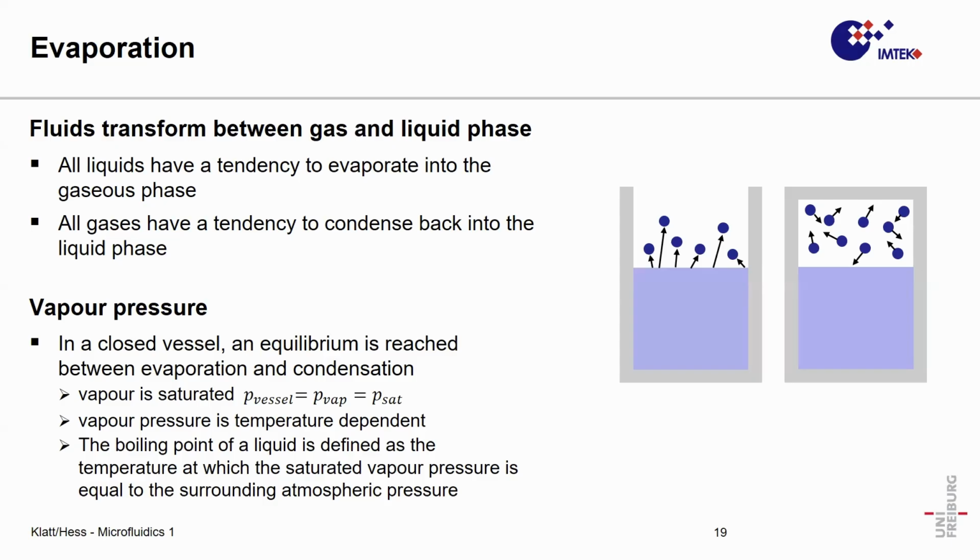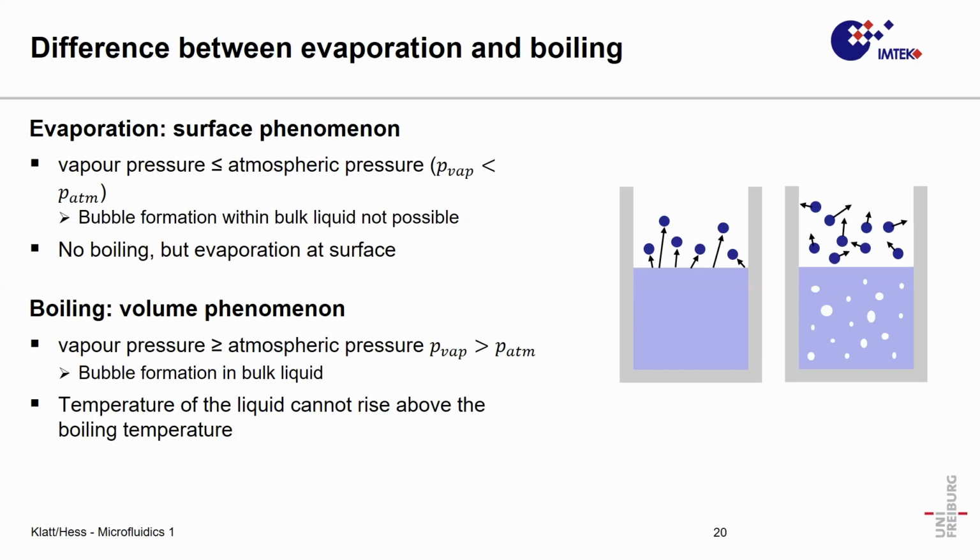And this vapor pressure that is now in this vessel is of course temperature dependent. And the boiling point of a liquid is now defined as the temperature at which the saturated vapor pressure is equal to the surrounding atmospheric pressure. With the introduction of the boiling temperature, we have to discuss the difference between boiling and evaporation. Let's start with evaporation. Evaporation is a surface phenomenon, meaning that the vapor pressure in the case of evaporation is lower than the atmospheric pressure. In such a system, bubble formation is not possible within the bulk liquid because the bubbles would, of course, instantly collapse.